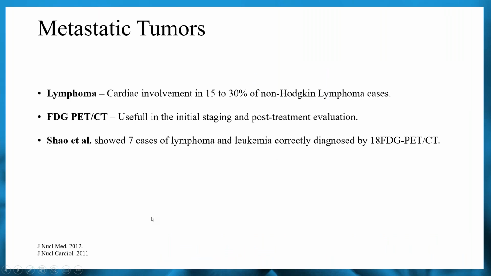Among the metastatic tumors, it's important to emphasize lymphoma, which may present cardiac involvement in 15 to 30% of non-Hodgkin lymphoma cases. The FDG PET-CT is useful not only for the initial staging, but also for post-treatment and during-treatment evaluation. The Shaw case series showed 7 cases of lymphoma and leukemia which were correctly diagnosed by the FDG PET-CT.